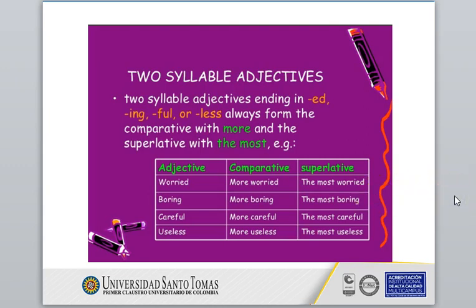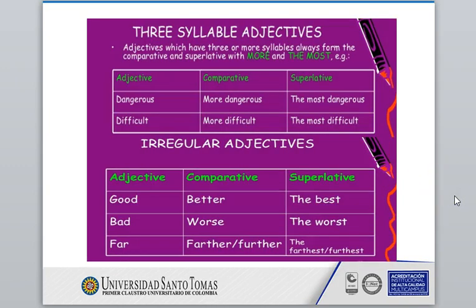Now, in the next one, we have three syllable adjectives. In this particular case, we have examples such as dangerous and difficult. You will immediately use the word "more" in the comparative form to say "more dangerous than," and then "the most" in the superlative to say "the most dangerous."